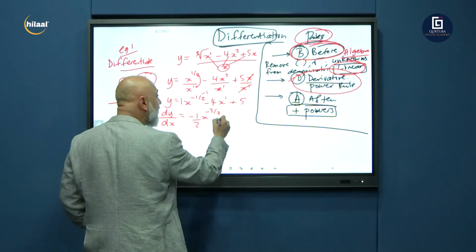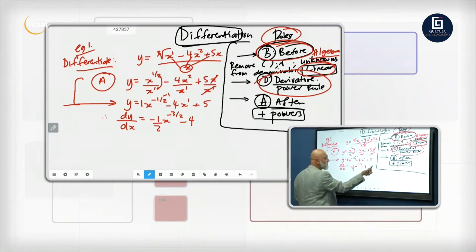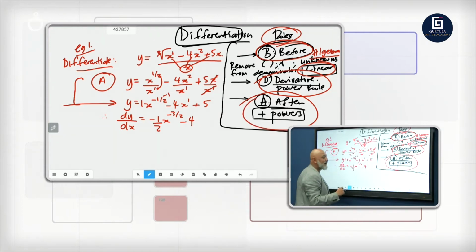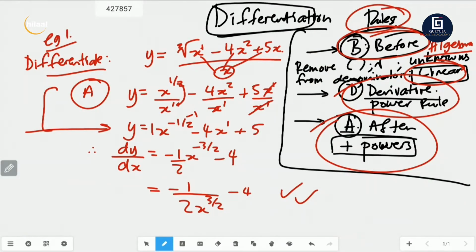1 times minus 4 is minus 4. x to the power 1 minus 1 is 0. And the 5 will fall away. The derivative of a constant is 0. Now, that was the derivative. Now we do the after party. What's the after party? Before, derivative, and after. Right? So here goes. Minus 1 over 2, x to the minus 3 over 2 will come down in the denominator as x to the power 3 over 2, minus 4. And there we go. There's your final answer. You will get about 3 to 4 marks for that one.